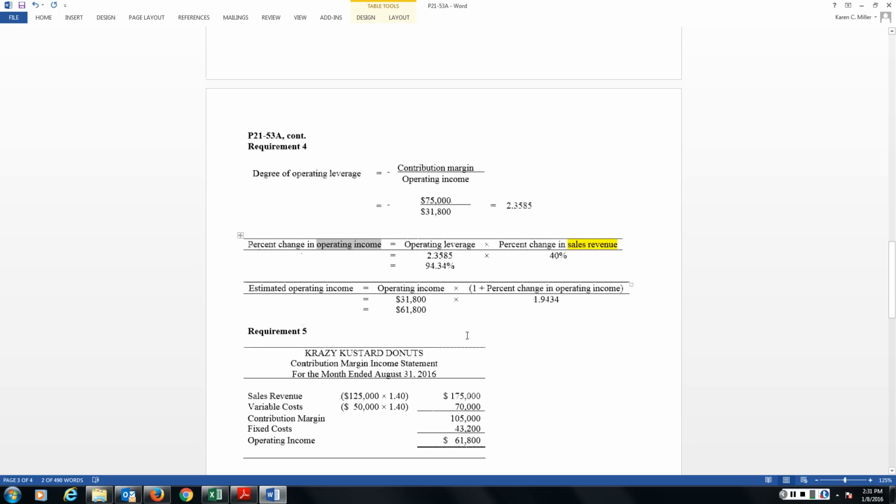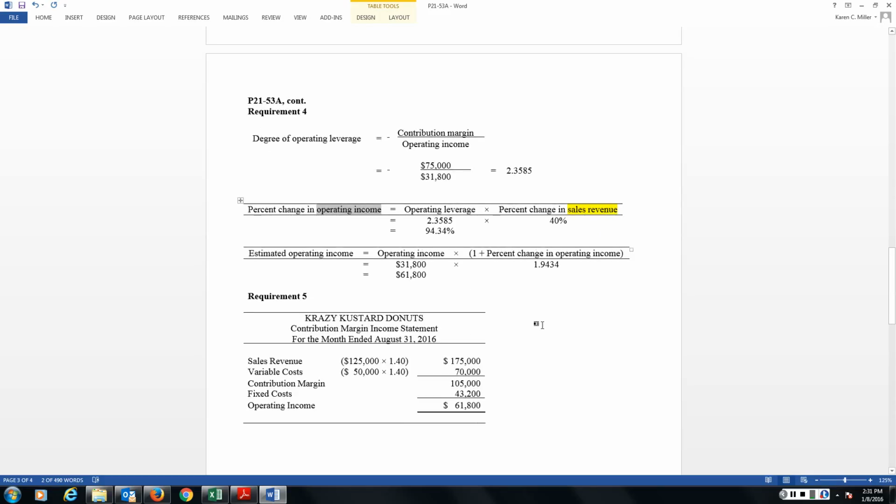And then finally, it asks us to pull this together into a contribution margin income statement so that you could see this change. If sales increase by 40%, 125 times 40%, then variable costs will also increase by 40%, generating contribution margin of $105,000. Now what's key here is that our fixed costs are not going to change. And this is what is driving our financial or operating leverage. So now I have $105,000 in contribution margin to cover $43,200 in fixed cost. My operating income would be $61,800.